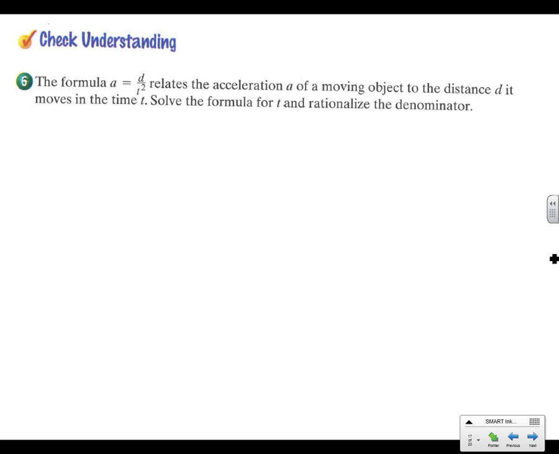Your job is to do something similar with this formula, area equals d over t squared. Sorry, not area, acceleration. Acceleration of a moving object relates to its distance and time with that formula. Get t by itself, move it to the top, square root, and then rationalize your denominator. Give that a shot, and we'll go over the answer in class. Any questions? We will talk about it then as well. Good luck.